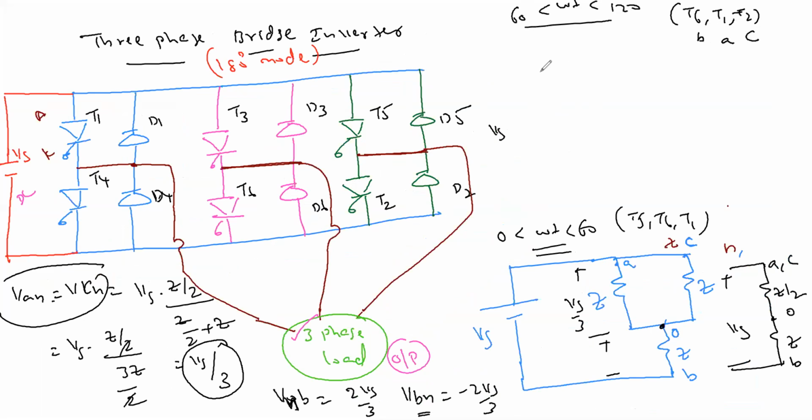This is the upper group. Upper group. Can I draw? Upper group is always positive. Can I draw this way?